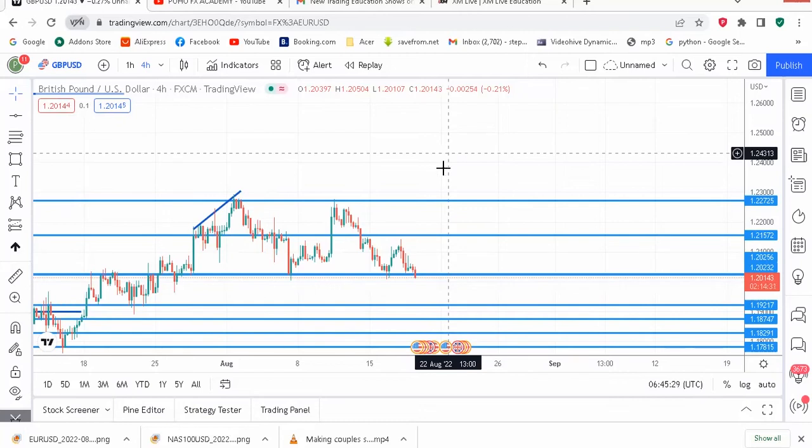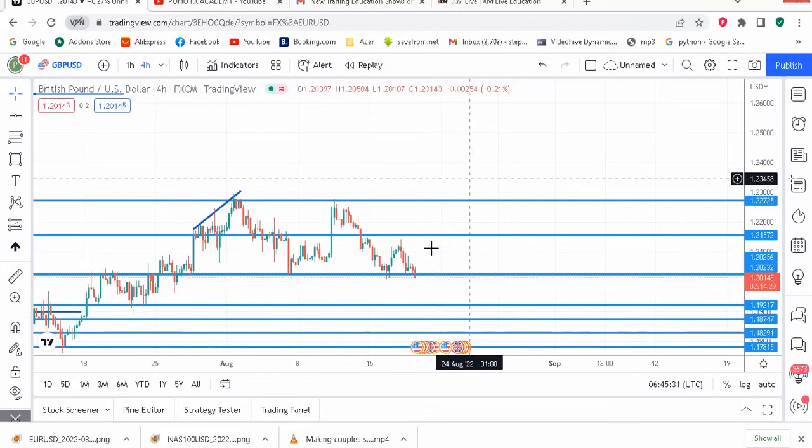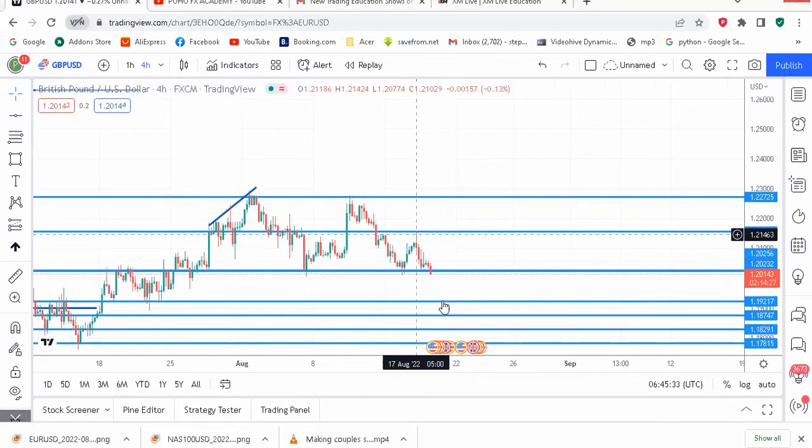So with GBPUSD, I would say currently, because of this rejection here, we're still looking at a buy within the sell. So we're going to wait for the sell to complete and see where it completes, and then we probably could look for a possible entry at the US session instead of the London session.